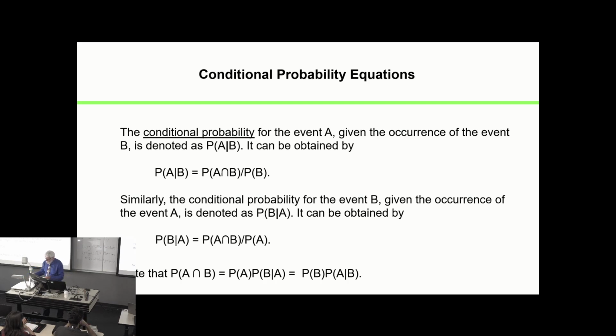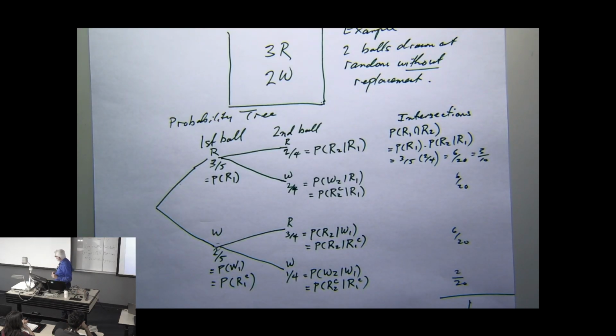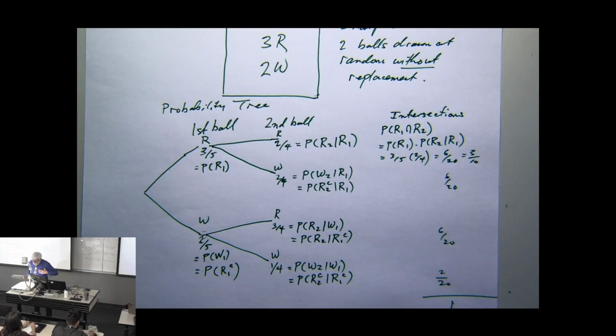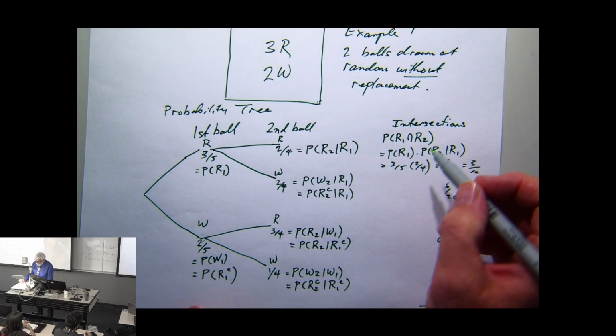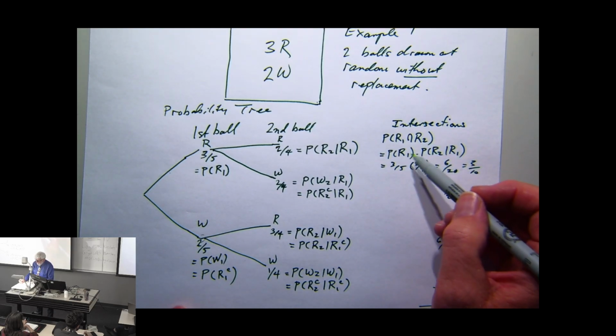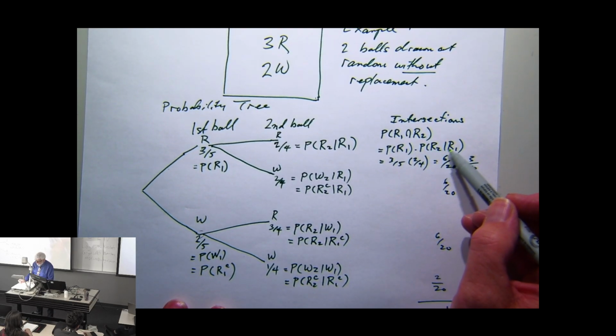example with the urns. Go back to the very first example with the urns, and let's go to the dot cam on both. And it's got it. Okay, so we saw here, for example, that the probability of R1 intersect R2 was the probability of R1 times the probability of R2 given R1.